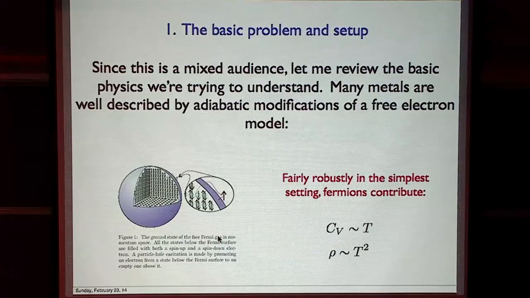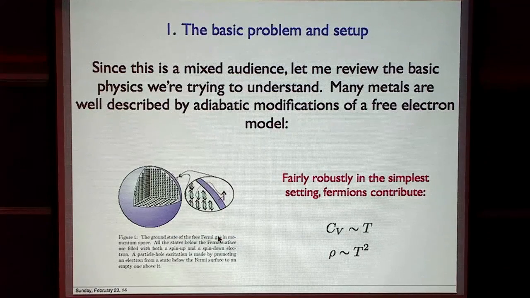Okay, now let me get back to the problem I'm talking about today. This is a mixed audience. Most of you probably, I hear Nima said it explicitly yesterday, you don't care about metals. But let me tell you what I'm studying. So I'm studying metals. They're well described, in many cases, at least this is what we're taught in basic courses, by an adiabatic modification of a free electron model. Okay, this is the adiabatic hypothesis that goes into Fermi liquid theory.